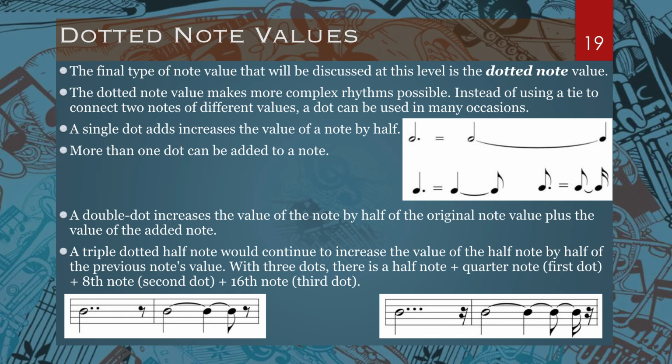You could even have a triple dotted half note, and that would just continue to increase the value of the half note by half of the previous note's value and add it to the end. So with 3 dots, there's a half note, plus a quarter note, plus an eighth note, plus a 16th note. So that's going to be held for almost the entire measure. You'll just cut off on the very last 16th note. So there'll be a brief separation between the last note and the next measure.